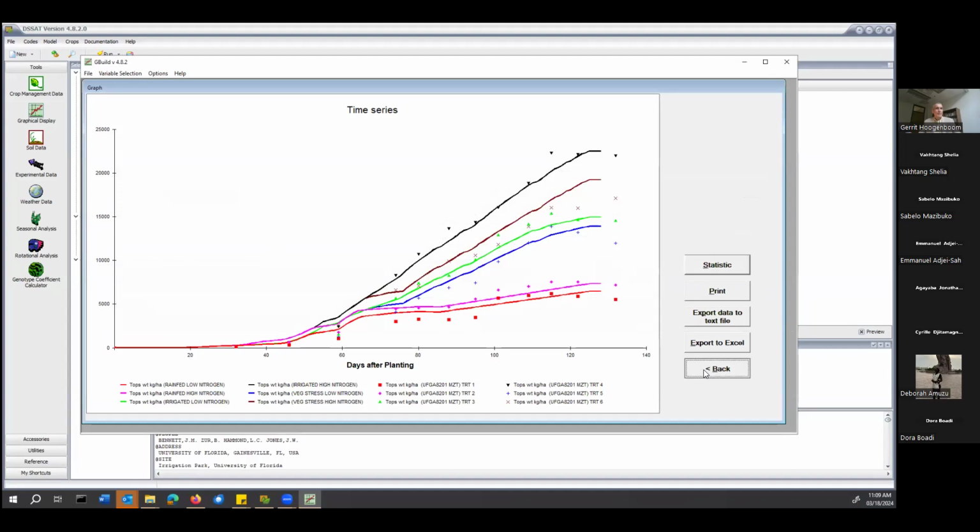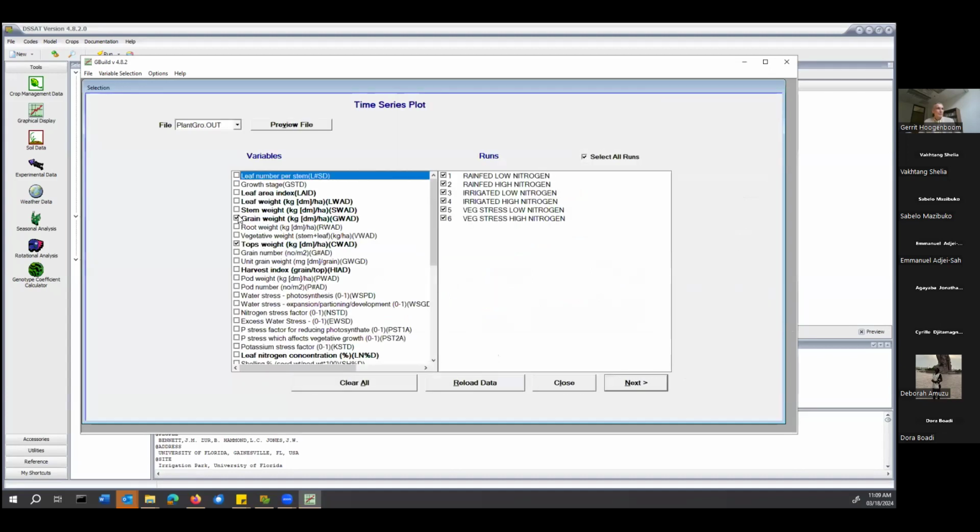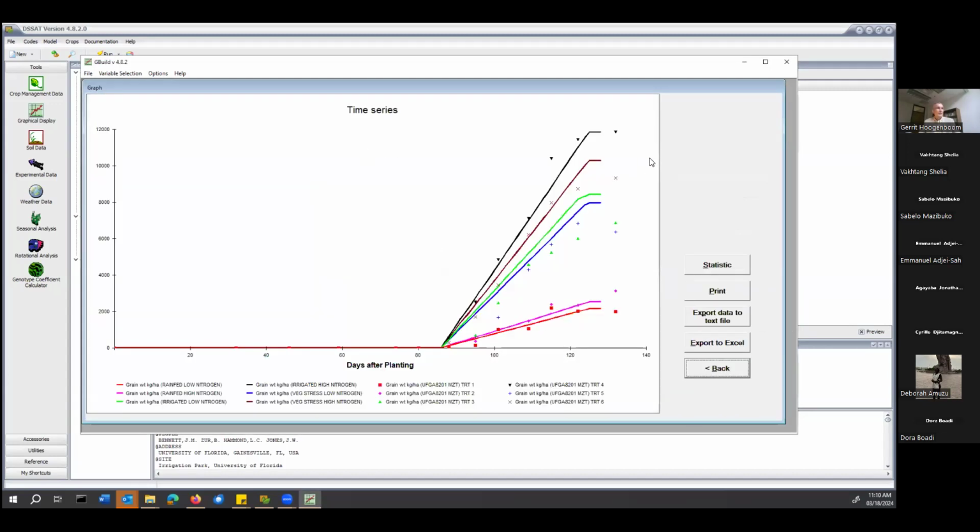Then we can go back and ask, what about grain weight? We're really more interested in grain weight and tops weight. So I unselected tops weight and selected grain weight. Now we can see the grain weight, and we know that for maize, grain filling starts much later than above ground biomass, somewhere around 90 days after planting. Again, we have the high water, high nitrogen treatment shown on top, the black line, and the low nitrogen, low water rain-fed treatment shown on the bottom.